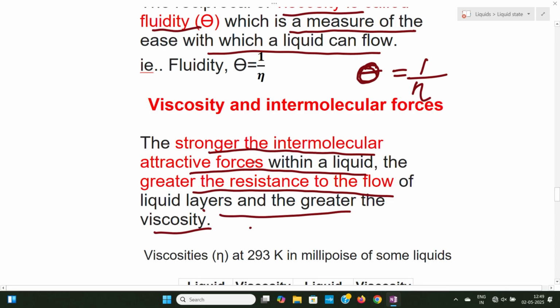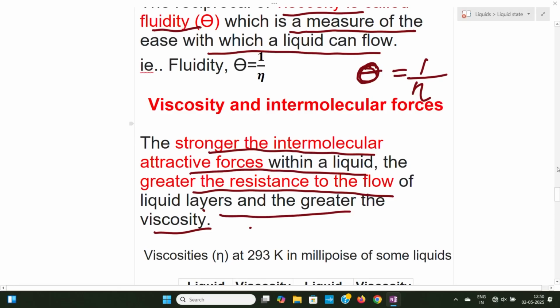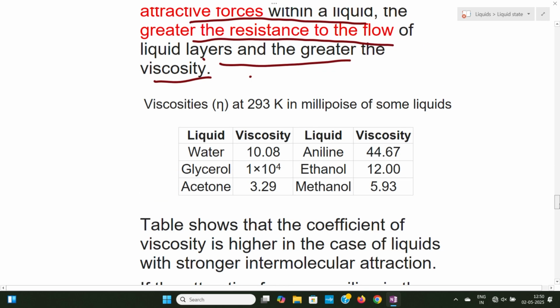If the intermolecular attractive forces within the liquid are less, then the resistance will be less. If the resistance of the liquid layers is less, the viscosity also will be less. We have the viscosity values of some liquids: water, glycerol, acetone, aniline, ethanol, methanol. We have different values. When we look at these values, glycerol has the highest value, something like 1 into 10 power 4.